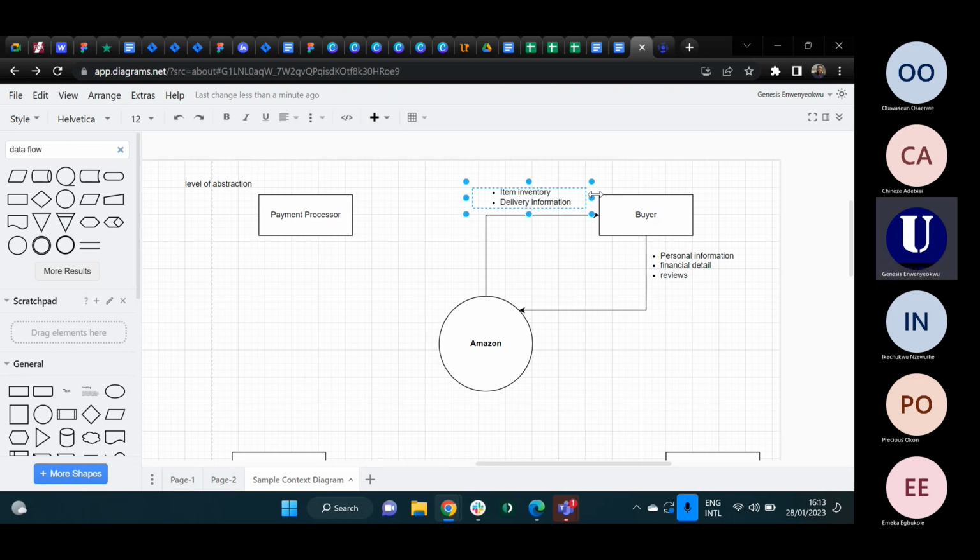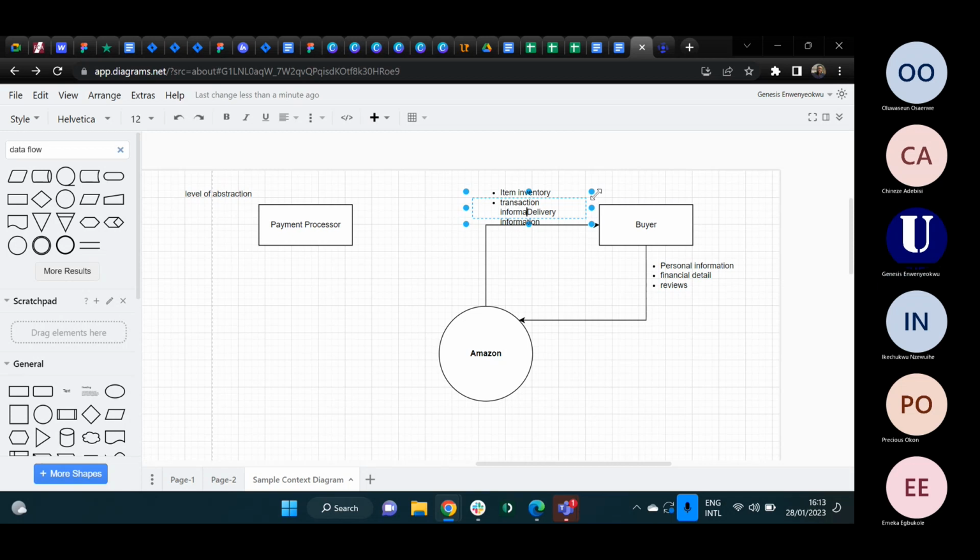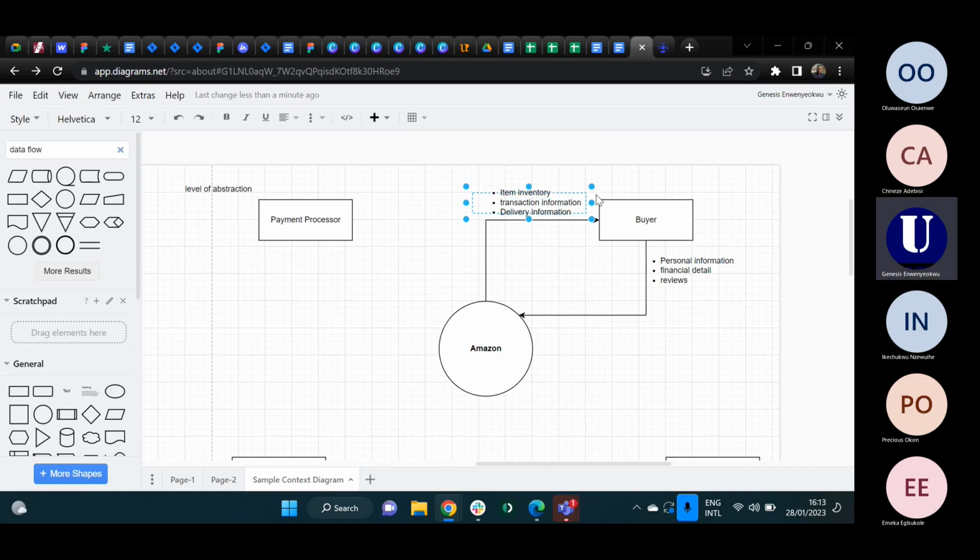Things like transaction information, right? Transaction information. That is, when the transaction happens on their card, they get that information. So these are the things that Amazon will be sending to the buyer, and these are the things that the buyer will be providing to Amazon.